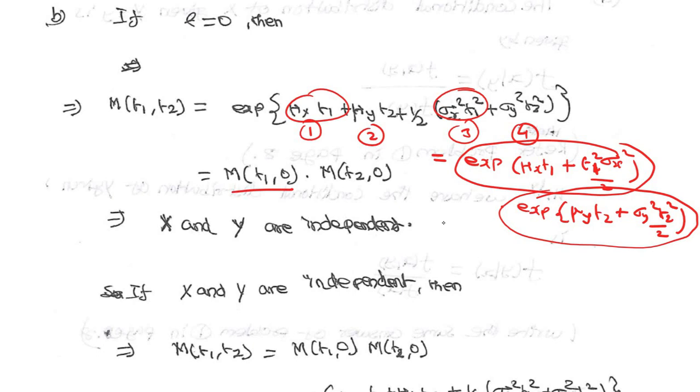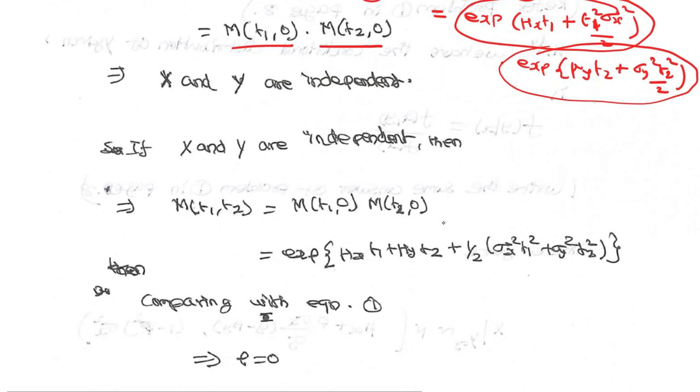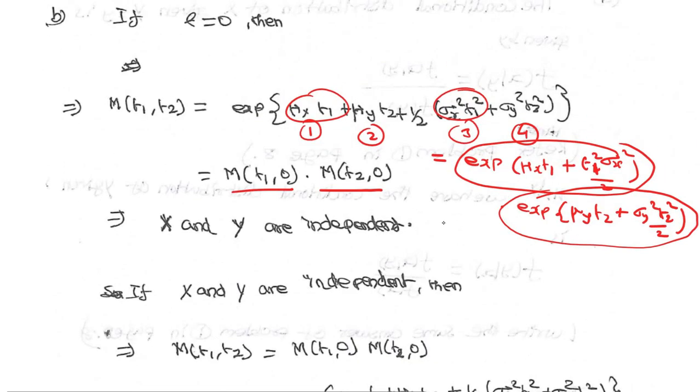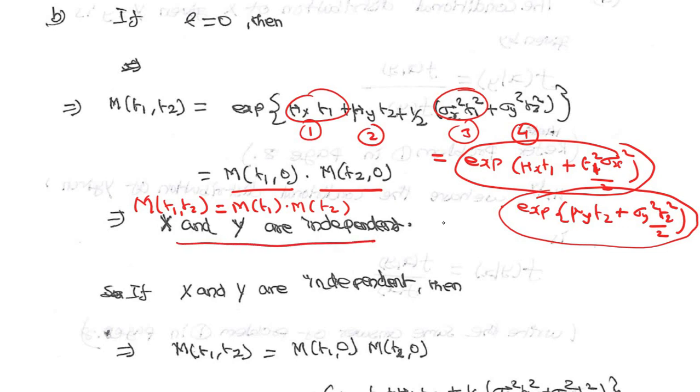That is looking like this. What it shows means I have a moment generating function of the multivariable t1, t2, that can be written in the form of the marginal distribution of t1 into marginal distribution of t2. So it shows our marginal distributions can be written in the form of M(t1, t2) equal to M1(t1) into M2(t2). Then you can conclude X and Y are independent.